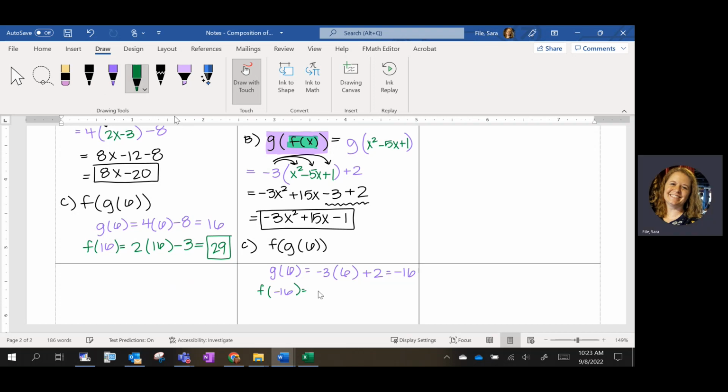So the f function, this is the one that's the quadratic. So it's x squared minus 5 times x plus 1, where we're going to use negative 16. Negative 16 squared is 256. Negative 5 times negative 16 is 80. So we add those and the 1, and we end up with 337.